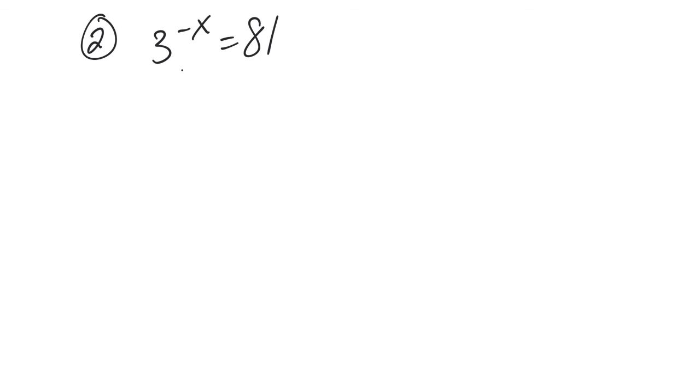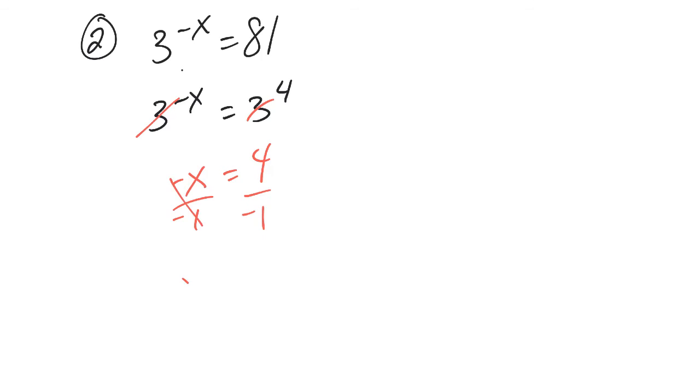Okay, last example. Here we have 3 to the negative x equals 81. So we're trying to think of how we can rearrange 81 to a power of 3. Well, 3 raised to the 4th is 81, so we can rearrange it like this. At this point, drop your 3's, negative x equals 4, divided by negative 1, x equals negative 4. Quick and easy one.